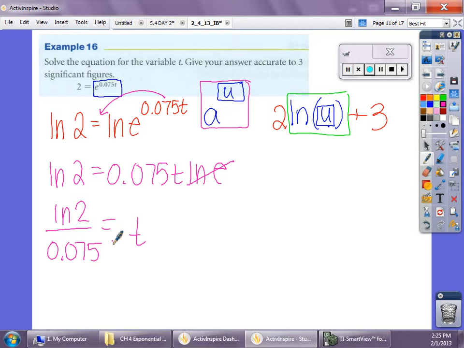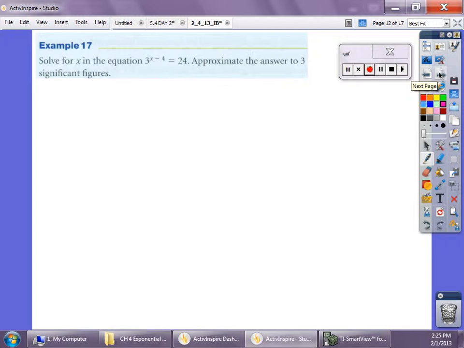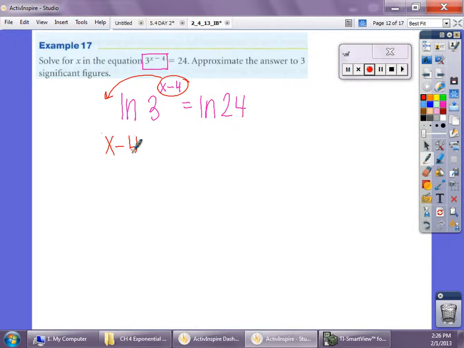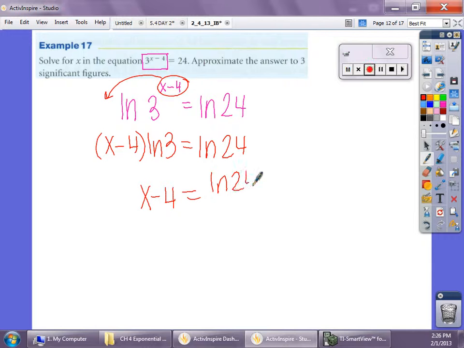All right, next one. There shouldn't be too many of these. Solve for x in this equation. Same thing. I want to just double check. Is the base and its inside isolated? Yes, it is. And so I'm going to take the ln of both sides. So ln of 3 to the x minus 4 equals ln of 24. This can come down, so we get x minus 4 times ln of 3 equals ln of 24. x minus 4 is equal to ln of 24 divided by ln of 3, and x is equal to positive 4 plus ln of 24 divided by ln of 3.